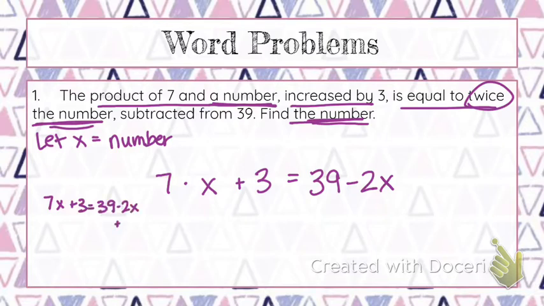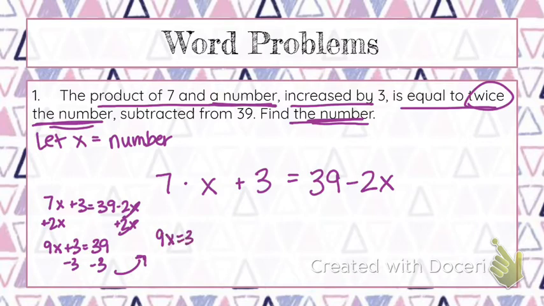And we want to get our variables on one side. That's going to give us 9x plus 3 equals 39. And then subtract 3, and we'll get 9x equals 36. Divide both sides by 9, and we get x is equal to 4. So that's our answer for number 1.